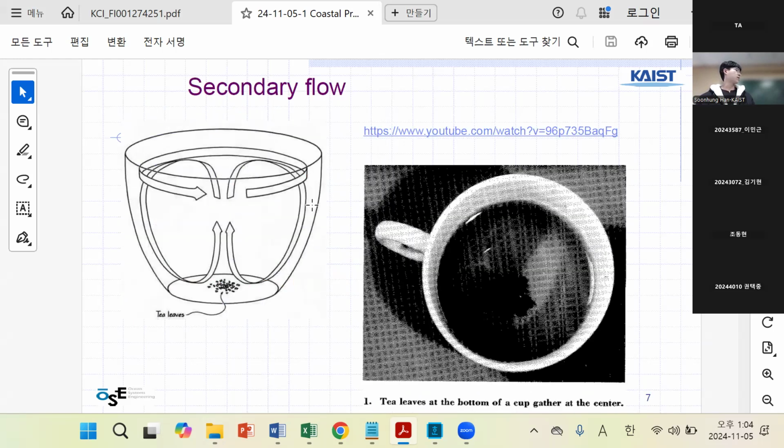And this is the secondary flow. Secondary flow is when you imagine a cylindrical container and you stir the water inside it. Firstly, you can see the concentric flow around the cup, and then at the bottom, the fluid flows in radial directions. The concentric flow and the radial flow are combined, and you can finally see a vortex inside the cup. That is the secondary flow. So this is an example of secondary flow.